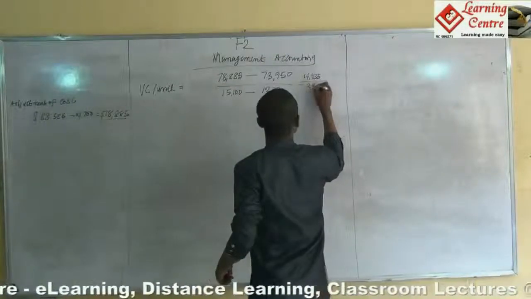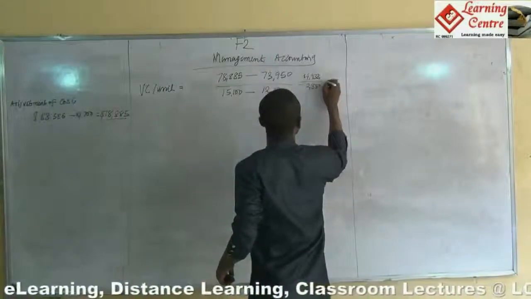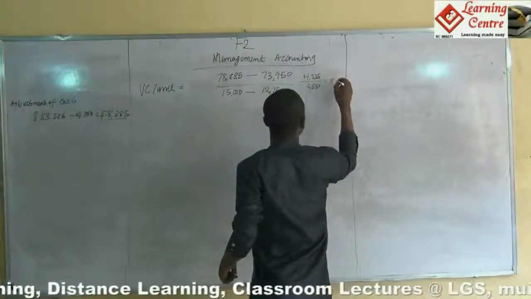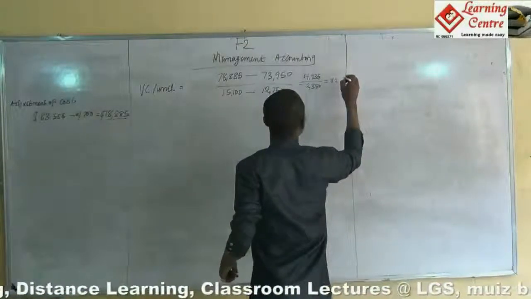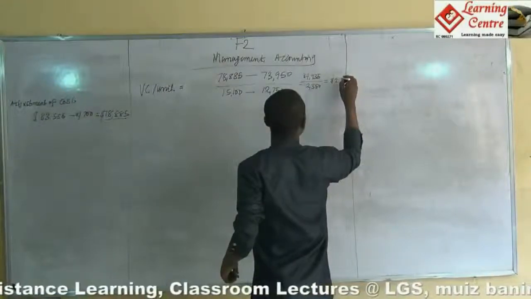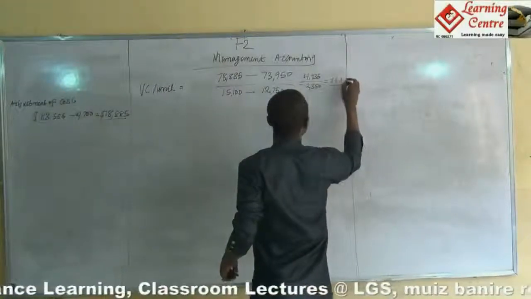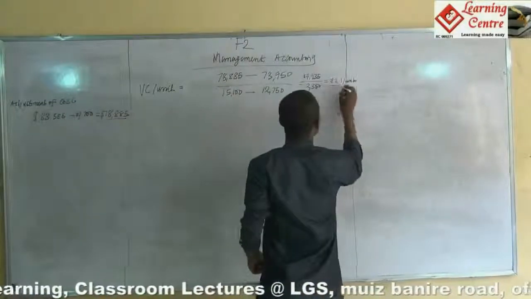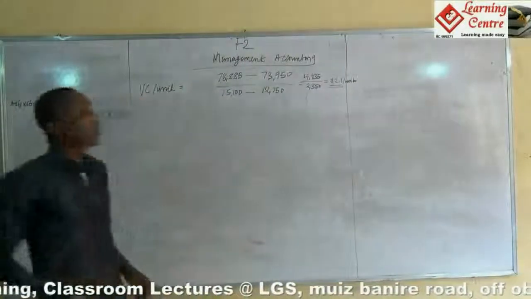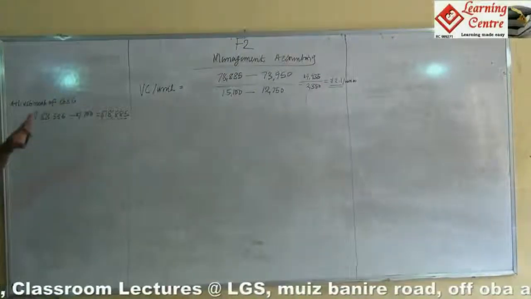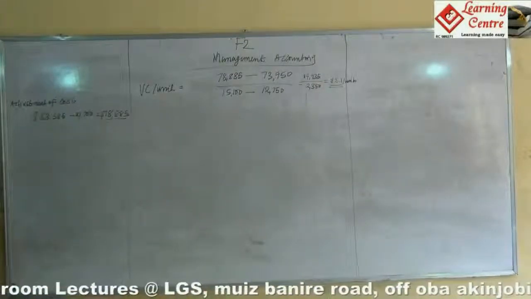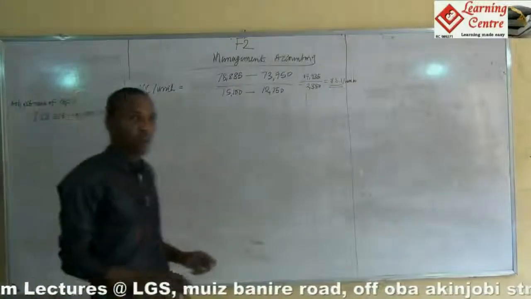And at the end of the day, it is 2.1. So here, you and I know that this is the variable cost for 1 unit.